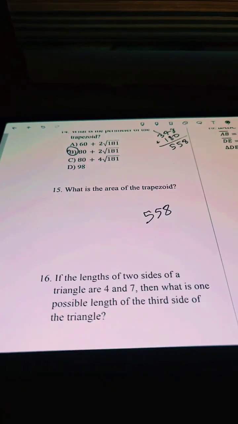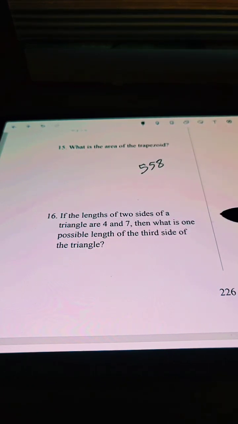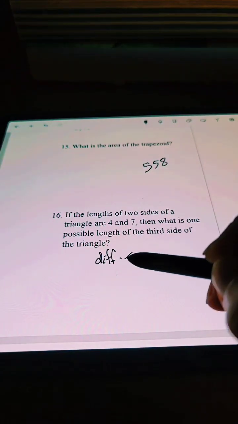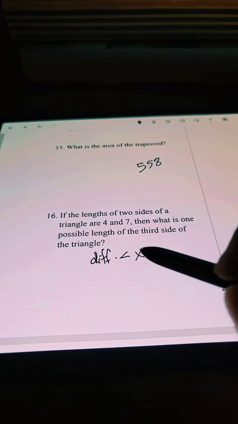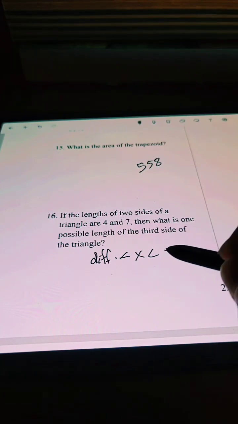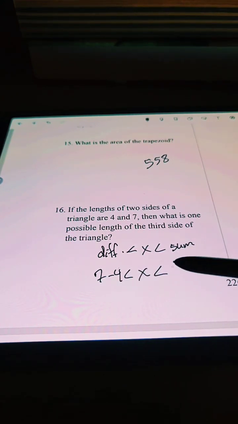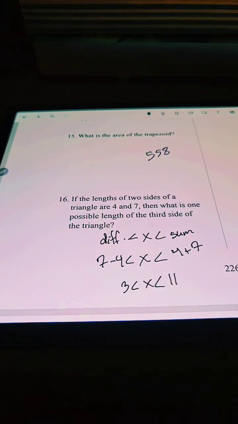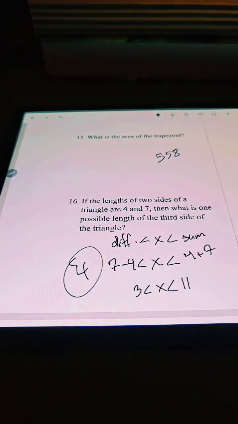And where's 16? Oh, there it is. Number 16 says, if the side lengths of two sides of a triangle are 4 and 7, then what is one possible length of the third side of the triangle? So that's that formula that I was talking about before. The possible side lengths are going to be between the difference of those two sides you're given and the sum. So we have to do 7 minus 4, and then 4 plus 7. So it's going to be between 3 and 11. Any number between 3 and 11 works. I could just pick 4, for instance, and that would be fine.